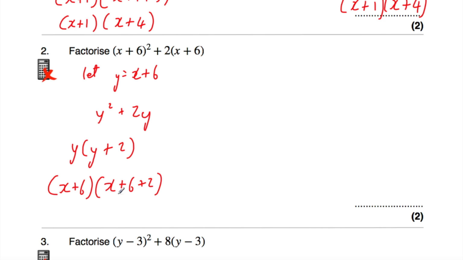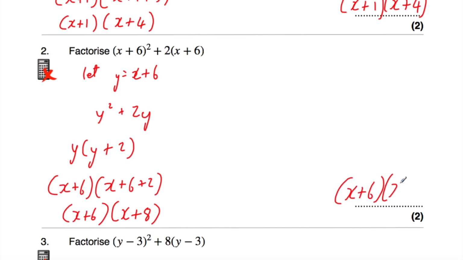Now this second bracket can be simplified. We can add the 6 and the 2 together, so we'd have x plus 6 for the first bracket, and then the second bracket would be x, and we had 6 plus 2, so that'd be plus 8. So that's it. So the answer would be x plus 6, close brackets, x plus 8. And that's it. We've factorized that expression.